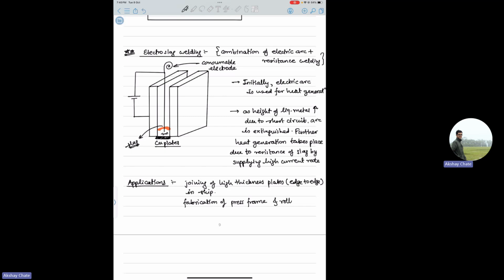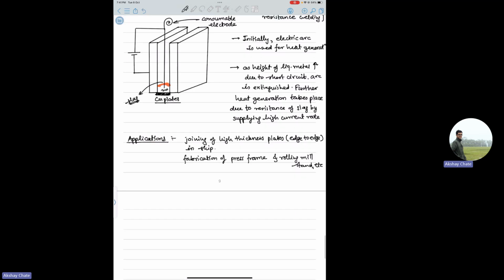And rolling mill stands, etc. So you should remember some of these peculiar applications. Okay, so this was about resistance welding, and this is a combo of electric plus resistance.